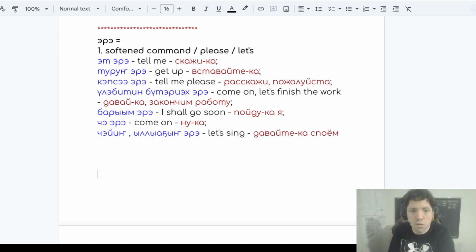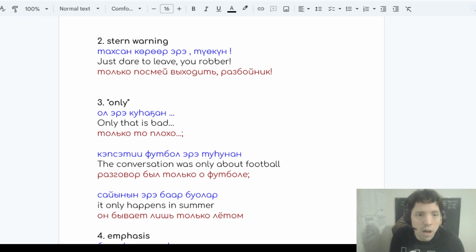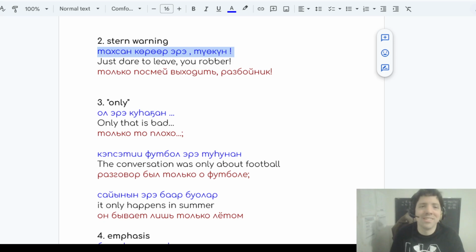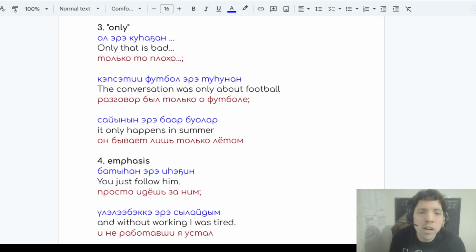Let's bump number 2 down to the next page so it's all together. Stern warning. We just have one example here. Just dare to leave, you robber. So it's like not always a please. And then we have a very common use as well. Number 3, only. All ere kuhagan. Only that is bad. Gipseti football ere tuhonan. The conversation was only about football.